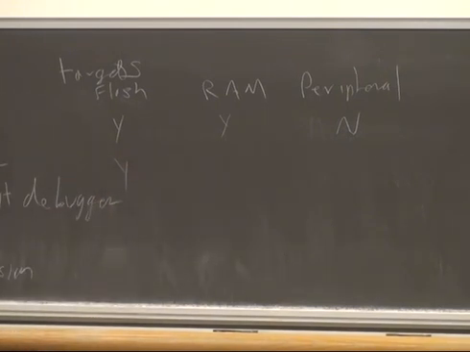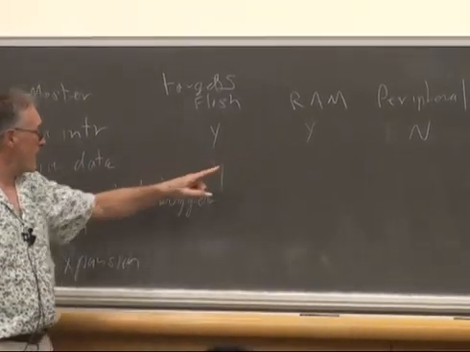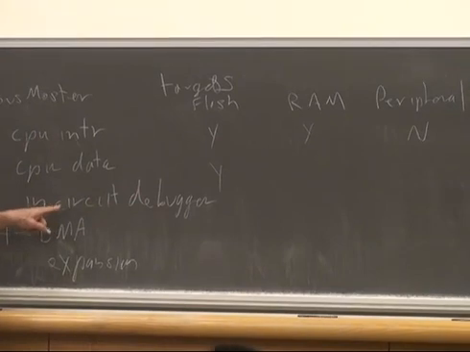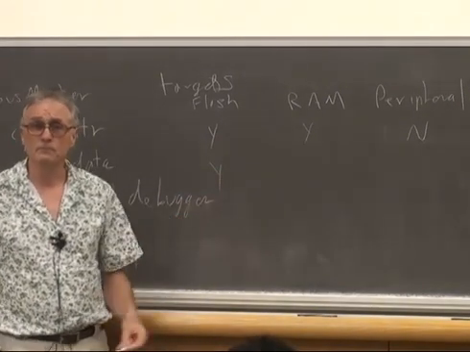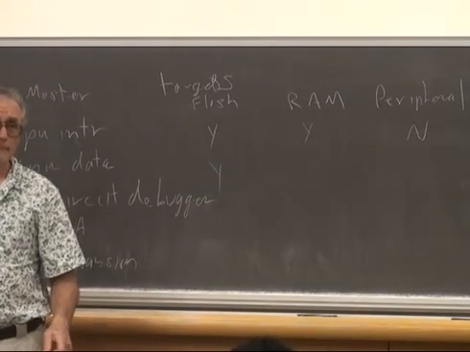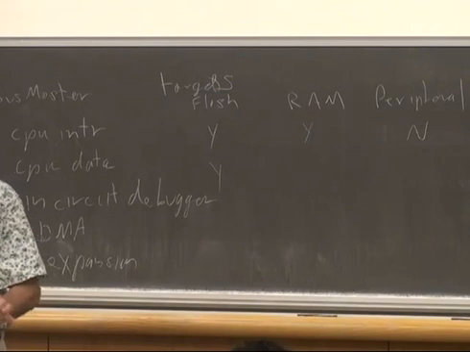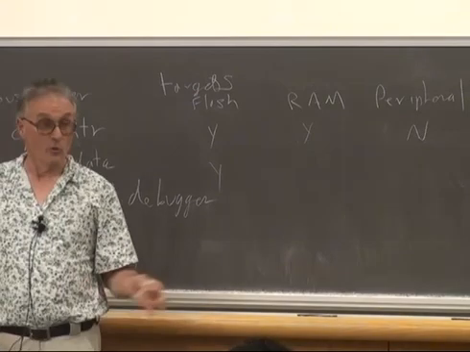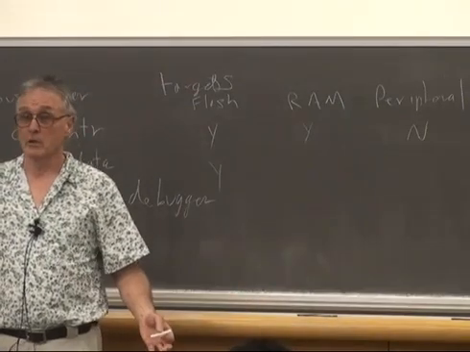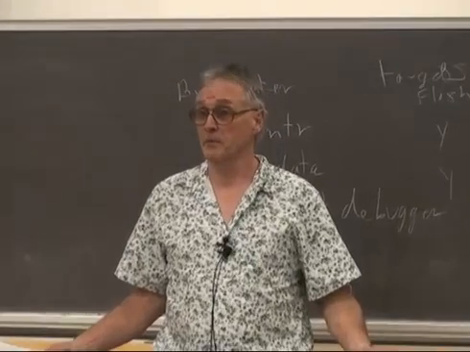You can read CPU data from flash, from RAM. You can read the in-circuit debugger from any place. You can DMA to flash, RAM, or peripheral, both read and write. It is very cool, because a lot of what you do in a program, particularly a data acquisition program, is move data around. And this just does it for you and saves you the whole CPU.